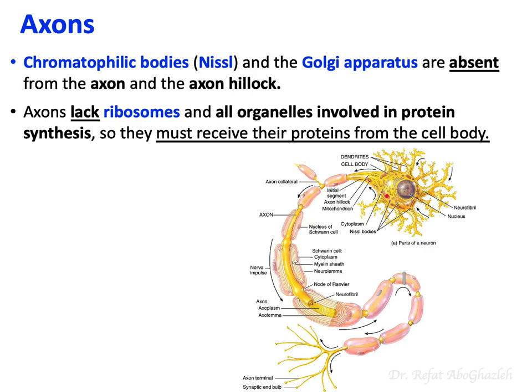That means it will be synthesized in the cell body, then transferred to the axon, because the axon has no ability to synthesize protein, because there are no ribosomes there, right? And you remember the rough endoplasmic reticulum and Golgi apparatus, plus the ribosomes. All of these organelles do not exist in the axon, so the axon lacks ribosomes and all the organelles involved in protein synthesis. So the axon has no ability to synthesize protein by itself, so the axons must receive their protein from the cell body, as I mentioned.